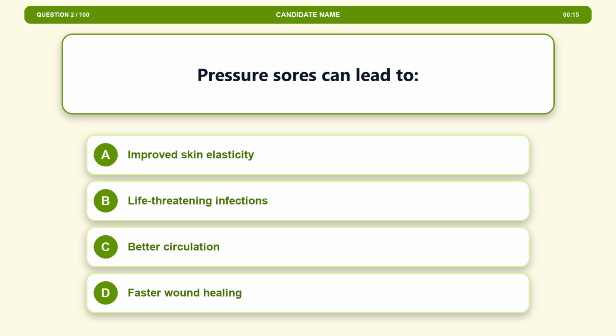Question 2. Pressure sores can lead to: Option A, improved skin elasticity. Option B, life-threatening infections. Option C, better circulation. Option D, faster wound healing.